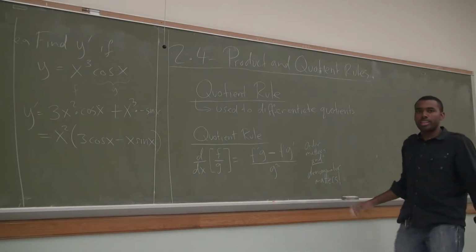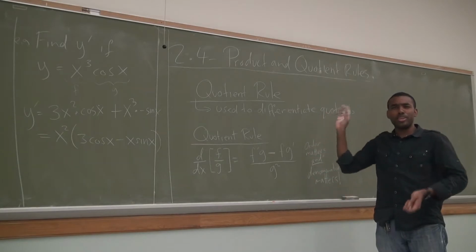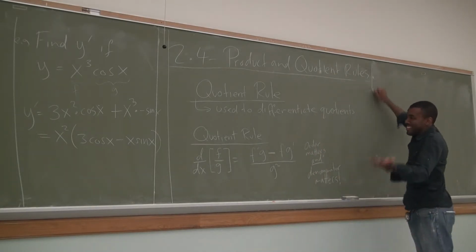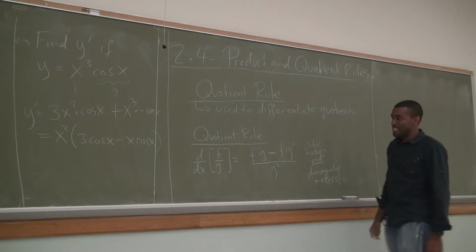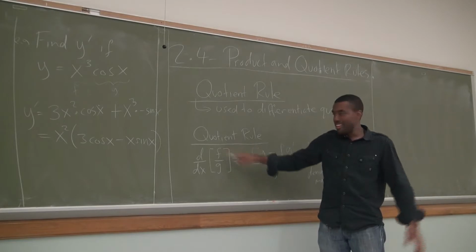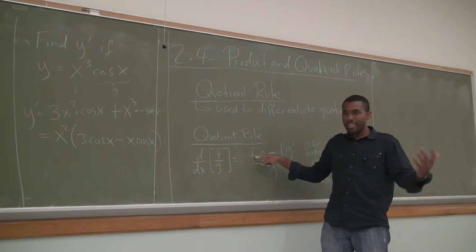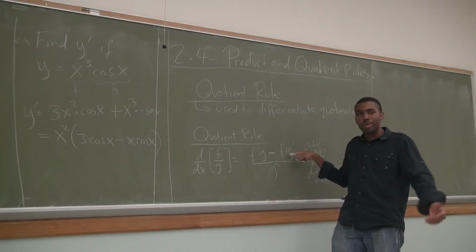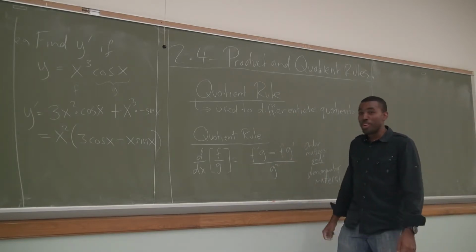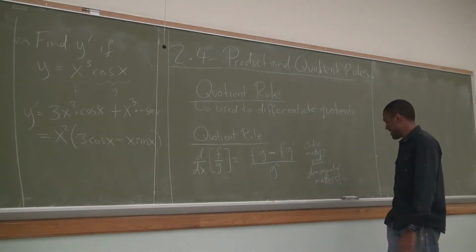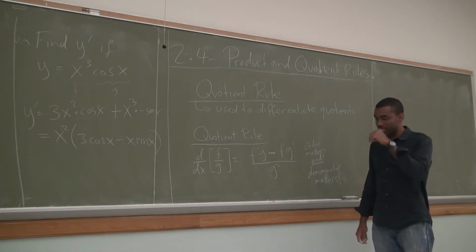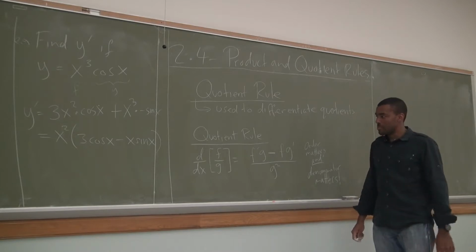There are a lot of mnemonics like low D high minus high D low. People hear that, it's catchy. You call the guy at the bottom low and the guy at the top high. Low D high minus high D low over low squared. Of course, over low. Oh, I said YOLO. I'm weird.